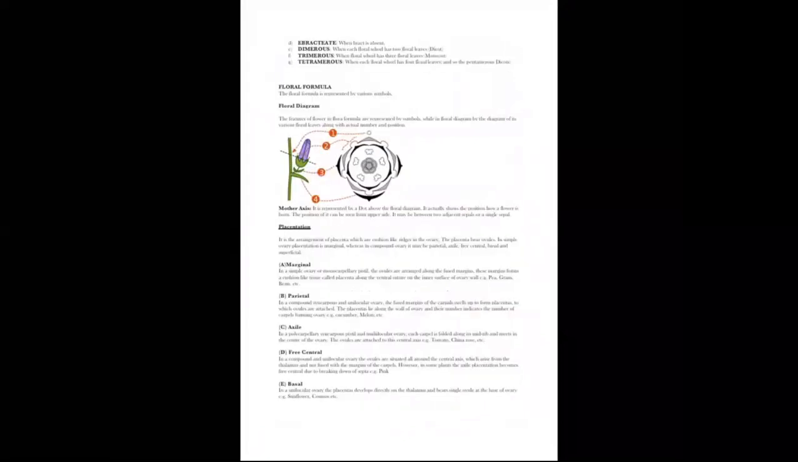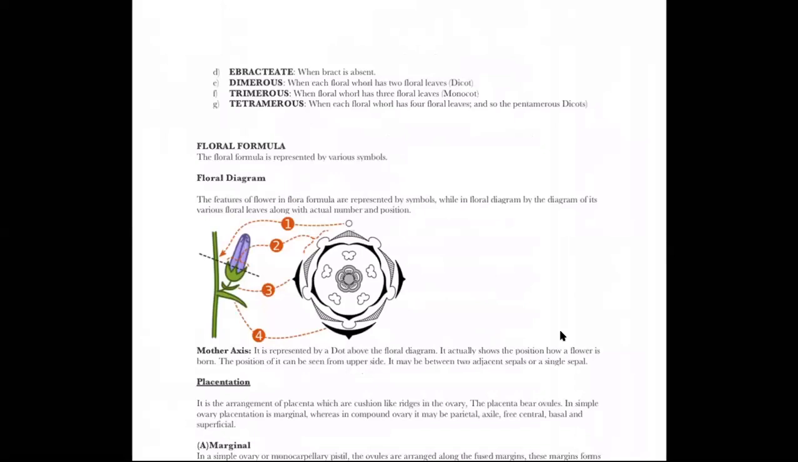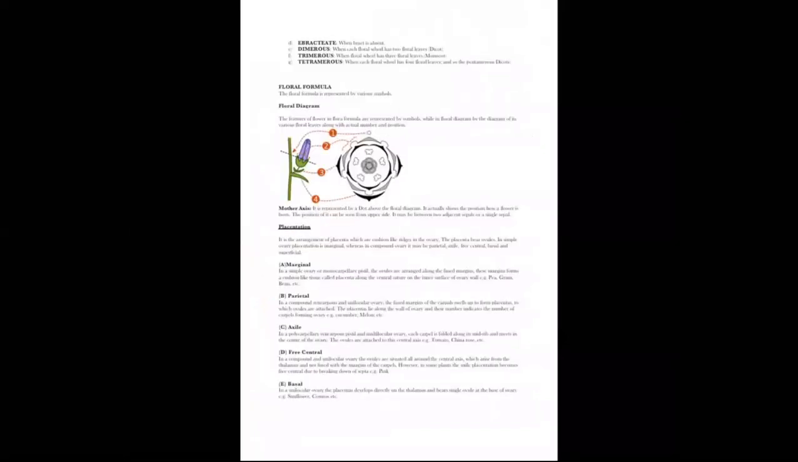अच्छा, Pentamerous हमने ये पढ़ा था यहाँ. Tetramerous is when each of the floral whorls has 4 floral leaves. Pentamerous is when they're 5. ठीक है? And so the pentamerous dicots. ठीक है?